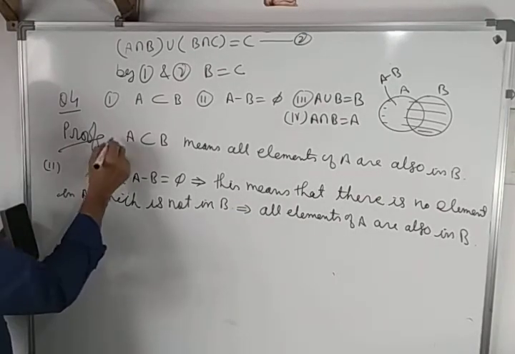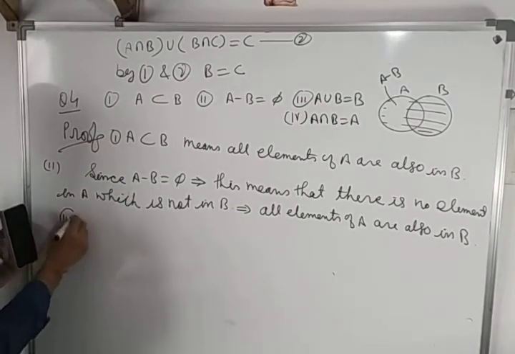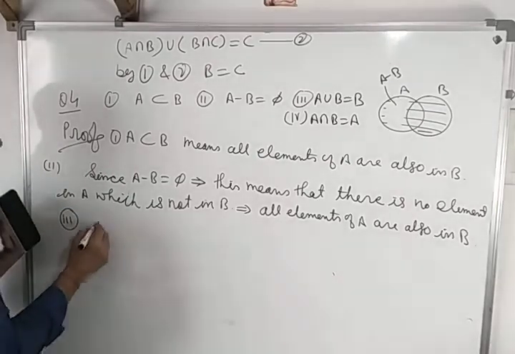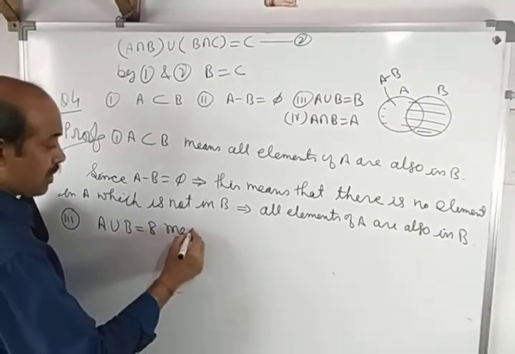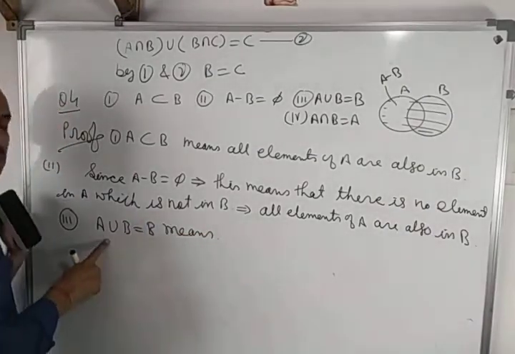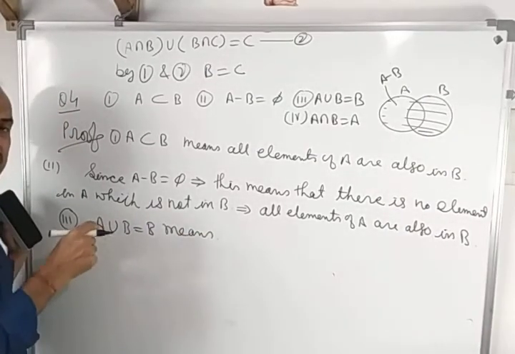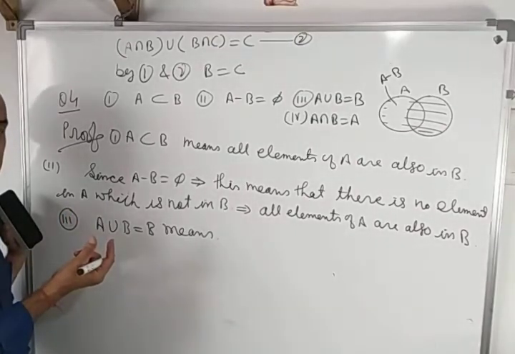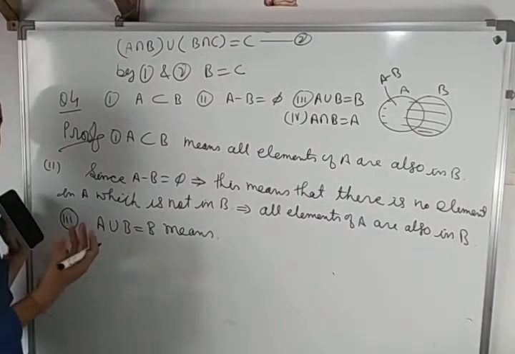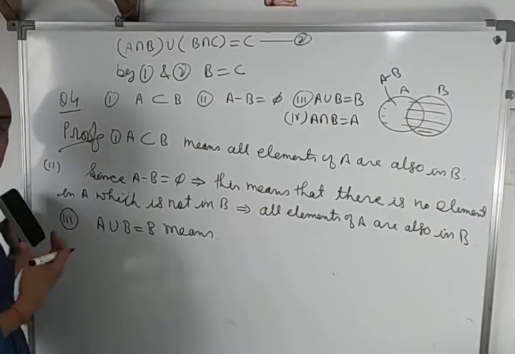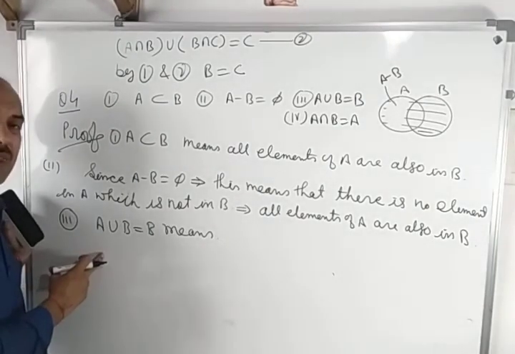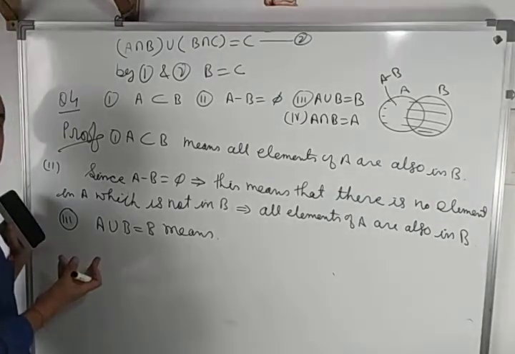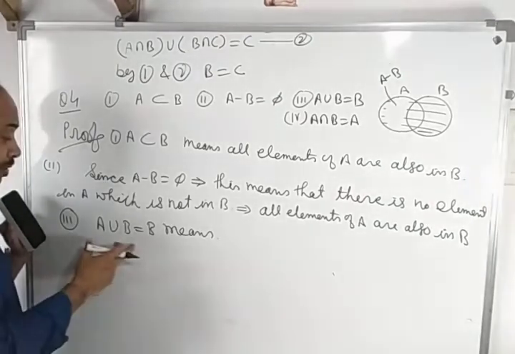For second, this is first. Now we are going to take third. A union B is B. What does it mean? A and B दोनों को मिलाने से B मिल रहा है, यानी A में ऐसा कोई भी एलिमेंट नहीं है जो B से बाहर हो. There is no element in A which is not in B. Same meaning is coming or not?